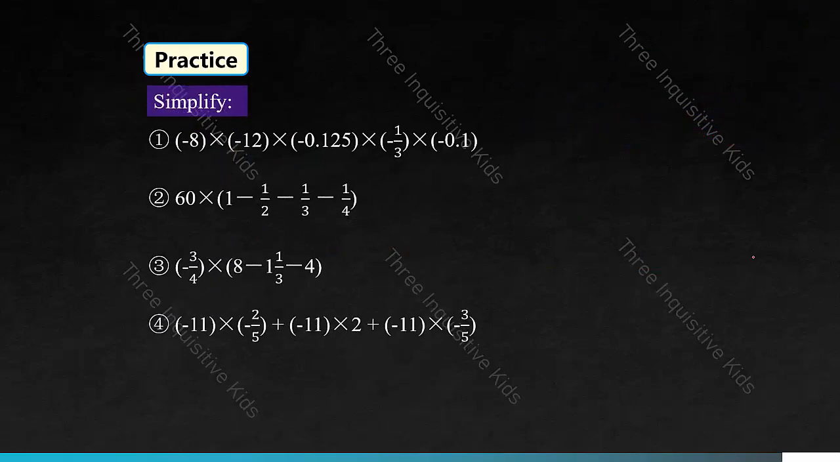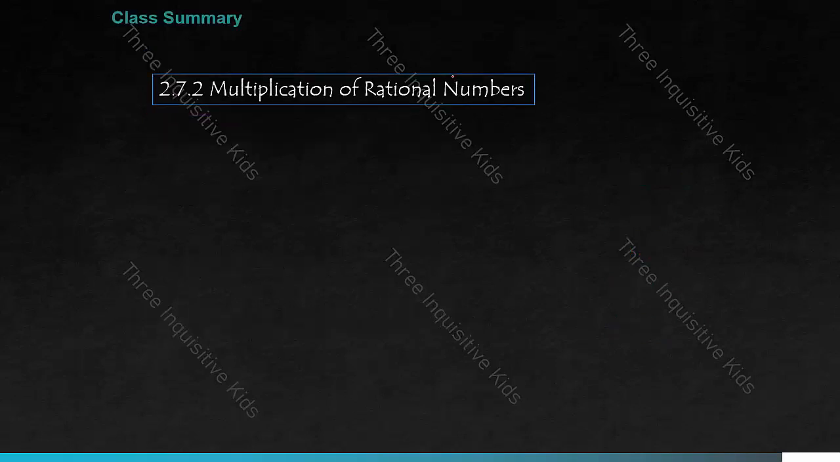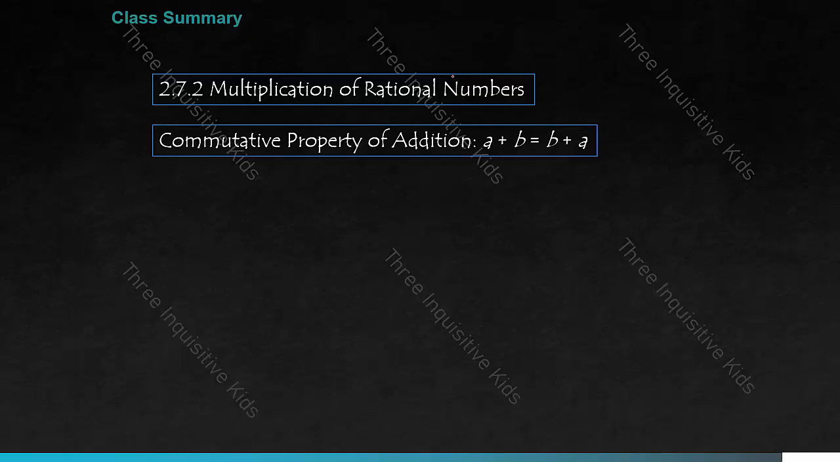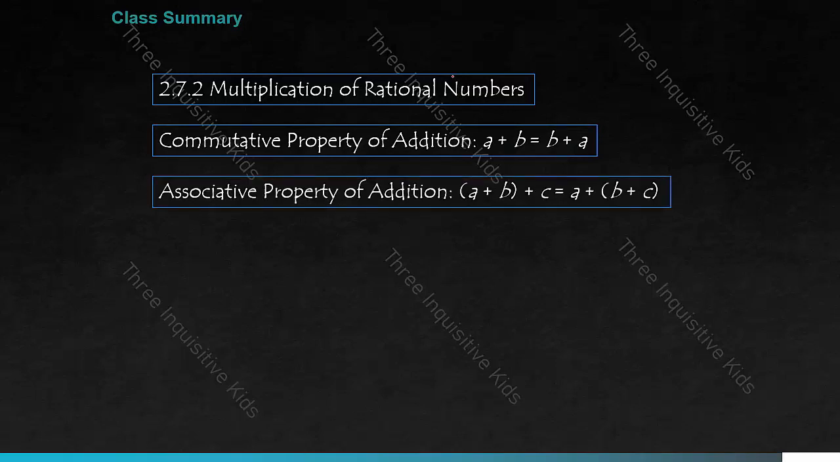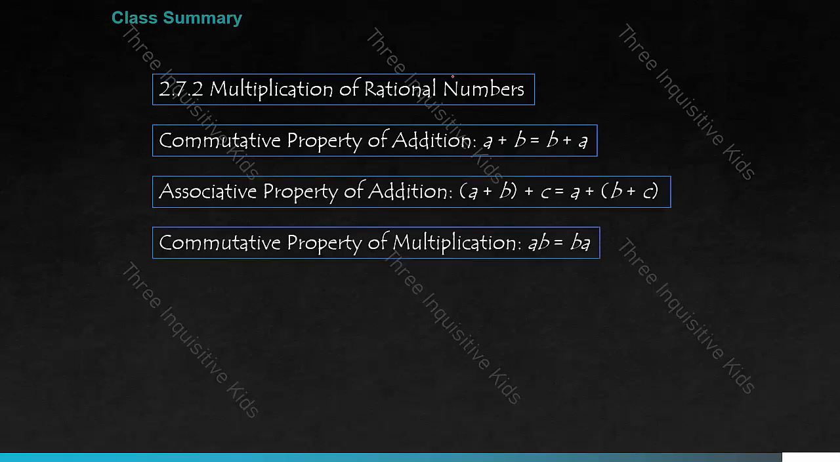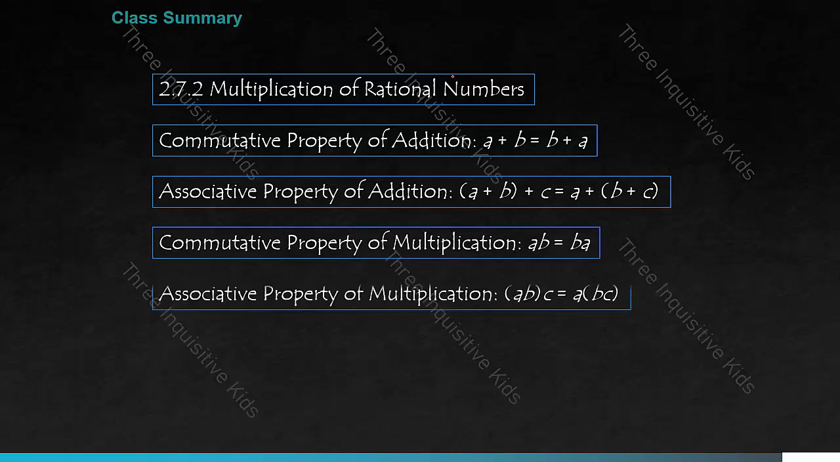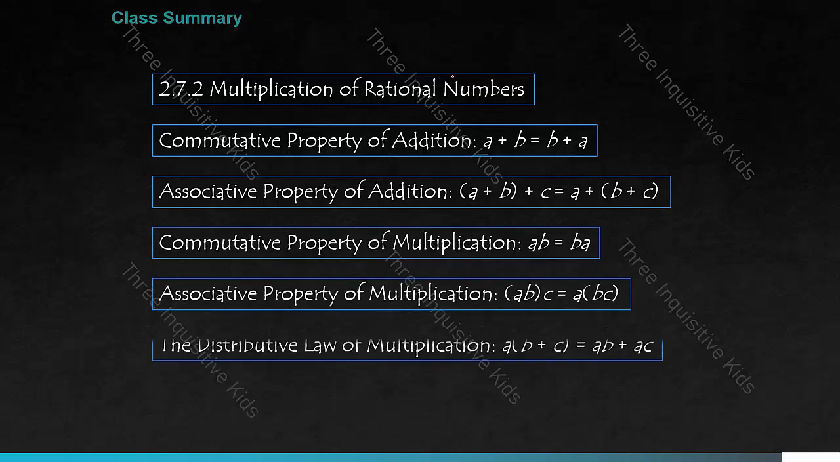Simplify these 4 expressions. Pause the video because you will need more time. The answers are negative 0.4, negative 5, negative 2, and negative 22. Class summary, 2.7.2 Multiplication of rational numbers. We learned about the commutative property of multiplication, the associative property of multiplication, and the distributive property of multiplication.